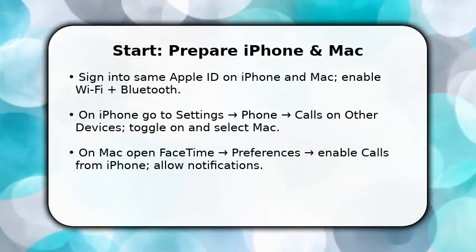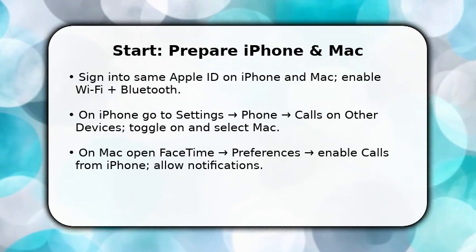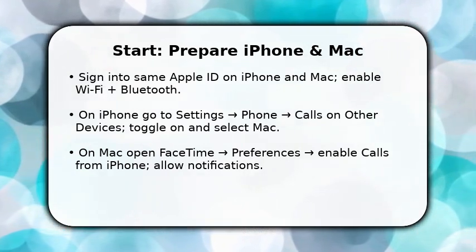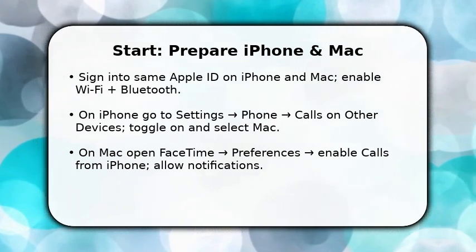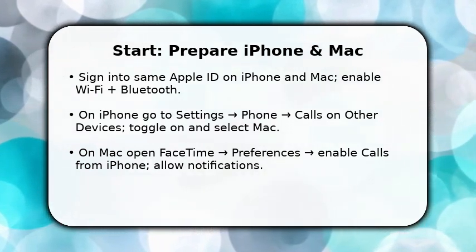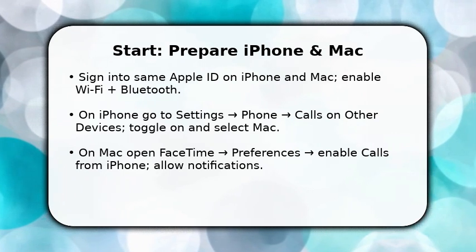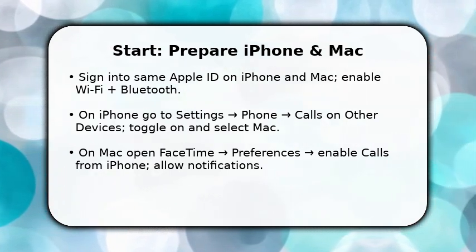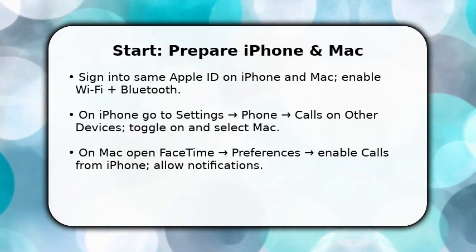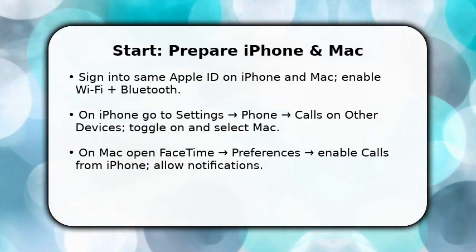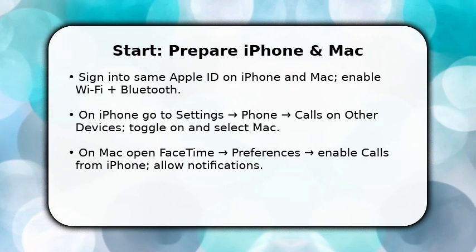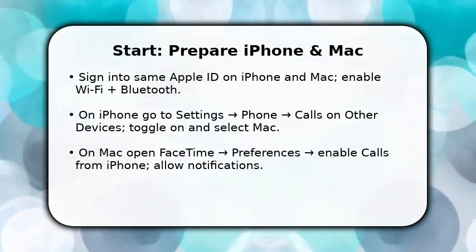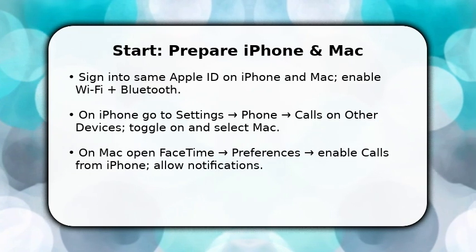You begin by making sure both devices share the same Apple ID and are on the same Wi-Fi network. Bluetooth should be enabled. Once done, open Settings on your iPhone and go to Phone > Calls on Other Devices. Turn it on and permit your Mac. Then on your Mac, open FaceTime, choose Preferences, and enable Calls from iPhone so the system can route the carrier call through your Mac. This links the devices and prepares them to receive calls immediately.